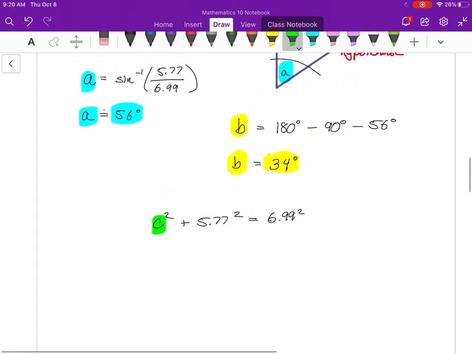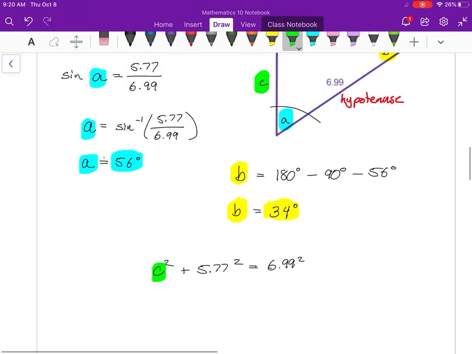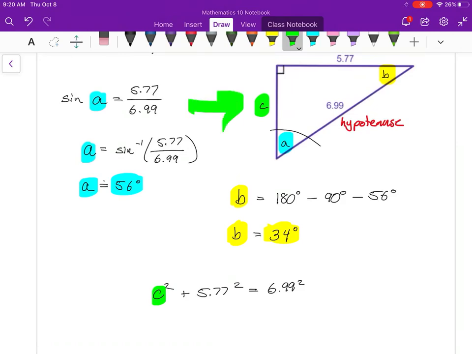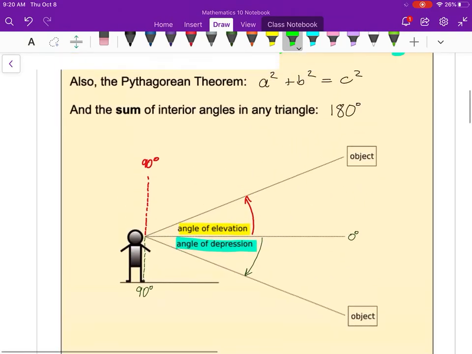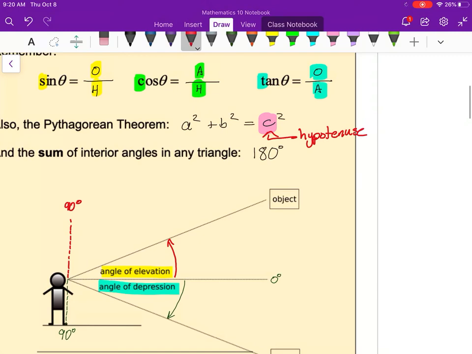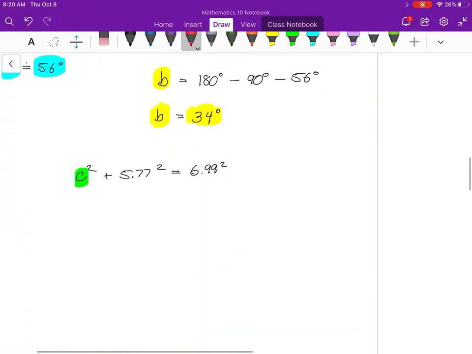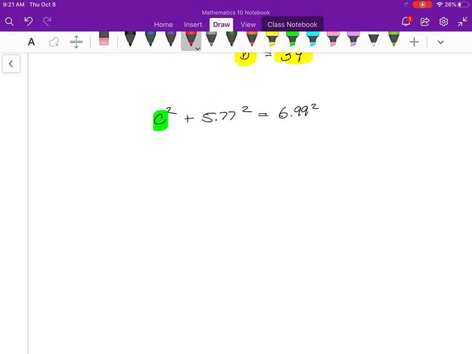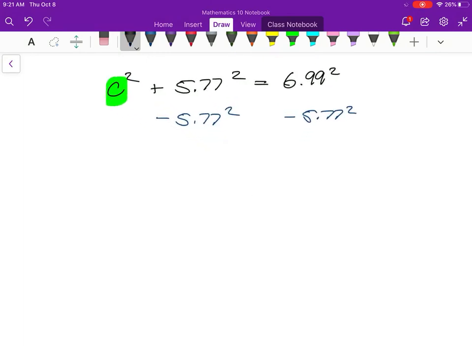All right, like I said, please don't be hung up on the Pythagorean theorem. The c has to be the same variable you see right here. The c in the Pythagorean theorem, a squared plus b squared equals c squared, is the hypotenuse. And maybe I'll even reference that right here. Right, that there is the hypotenuse. Other two sides, doesn't matter what a and b are, as long as c is the hypotenuse. All right, so this step, that means if I just subtract 5.77 squared from both sides, that means c squared must be the same as 6.99 squared minus 5.77 squared.